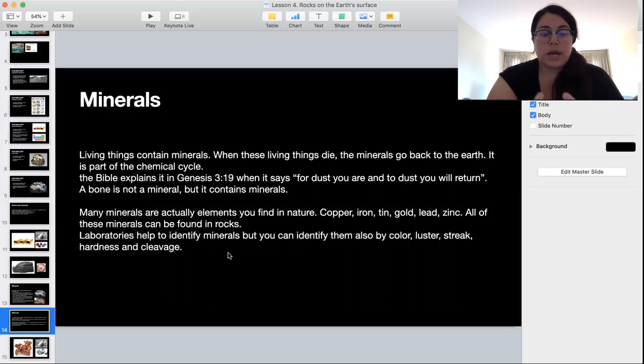And many minerals are actually elements you find in nature. For example, copper, iron, tin, gold, zinc. All of these minerals can be found in rocks. And laboratories help to identify minerals, but you can identify them also by color, by luster, by streak, which means rayas, stripes, and also by hardness or by cleavage. Remember that cleavage is how something breaks or splits apart.